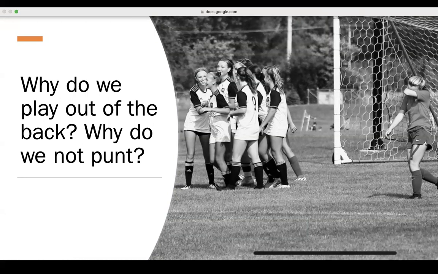We're trying to teach our kids to have that skill level where they play under pressure with the ball at their feet and have the confidence in the dribble and the pass. So that's one of the main reasons why we try not to punt. Again, we're not totally taking it out of our game. We want to make sure that we're using it as a relief rather than our option number one.